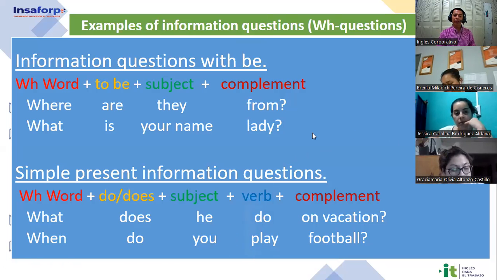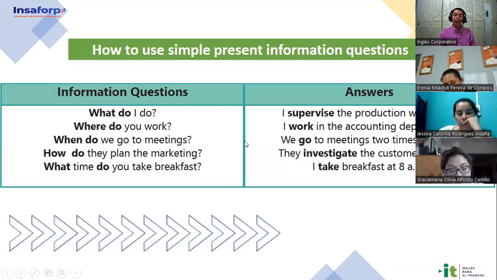Okie dokie. Now let's continue, right? Here we have the question using do. What do I do? Where do you work? When do we go to meetings? How do they plan the marketing? What time do you take breakfast? And then you answer, right? I supervise, I work, we go, they investigate, and I take.